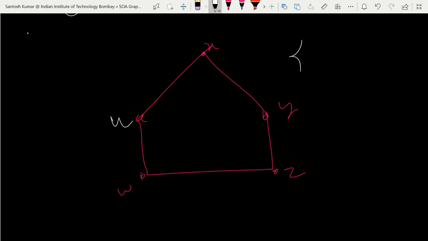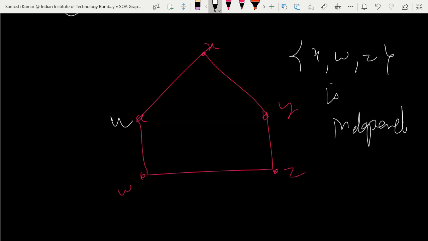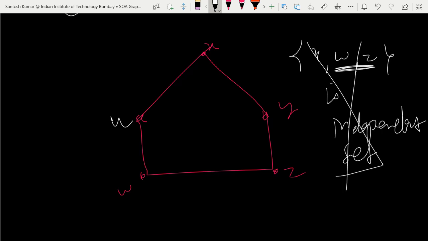X, W, Z. So what do you want to say? This is an independent set. So what is the definition of independent set? Pairwise non-adjacent. So do you think W and Z are non-adjacent? So this is wrong, right? Because W and Z are adjacent to each other, there is an edge between them. So if there is an edge, then they are adjacent.